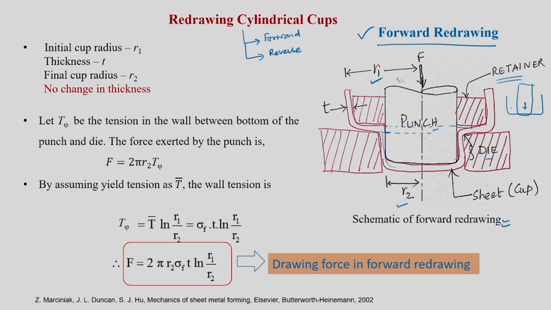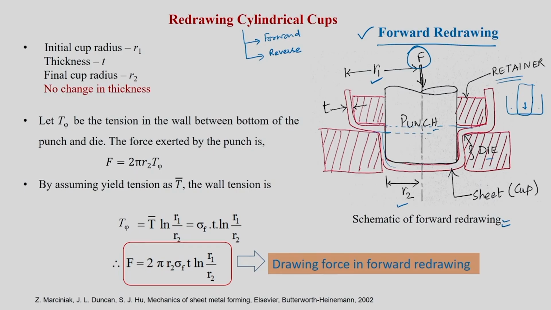That is what this slide is going to show, and the main aim of this particular derivation is to get this F. The punch is actually getting displaced, but F has to be found out, that is, the punch force for forward redrawing. Initial cup radius is R1, new cup radius is R2, let us take thickness as T and let us assume the thickness is not changing.